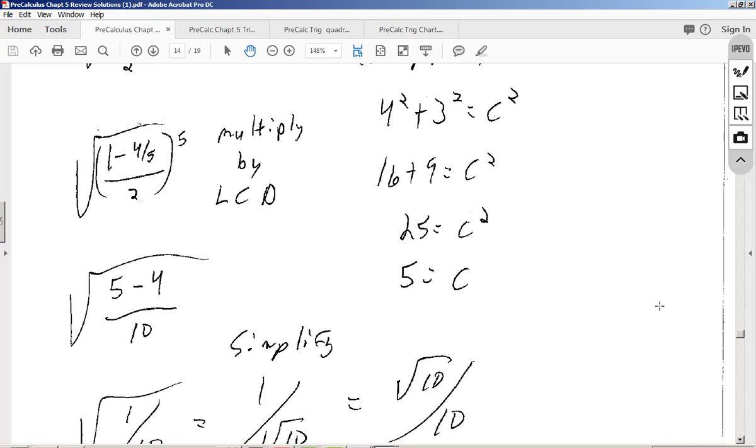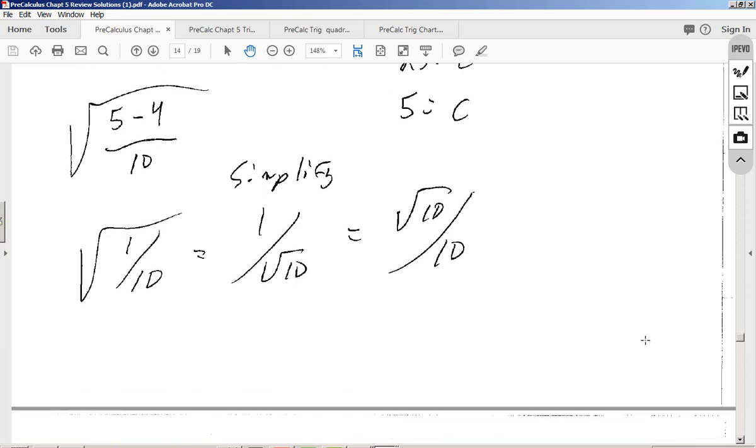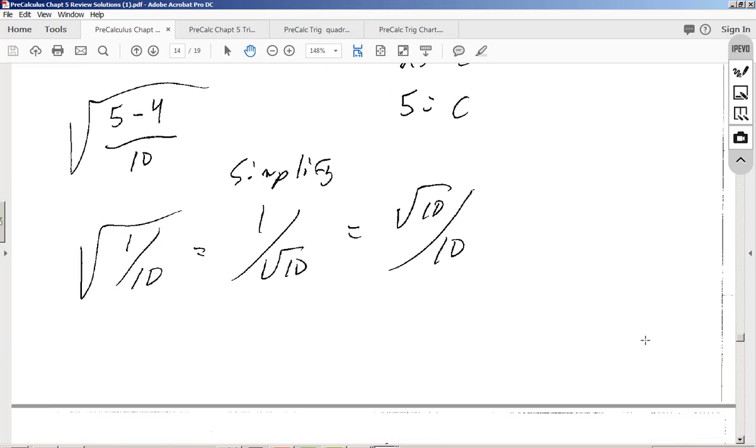So to simplify this, notice I'm going to change this to 5/5 minus 4/5. So you can multiply by the LCD, or you can just go ahead and solve this out. So when I solve this out, I get the square root of 1/10. Rationalize it, and you get the square root of 10 over 10.